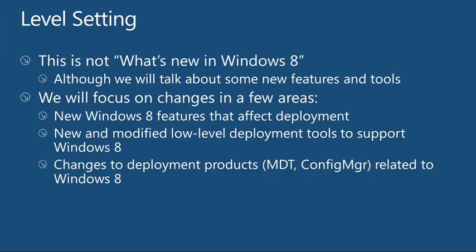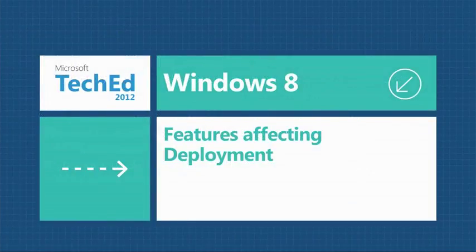That will include some Windows 8 features because they have a direct impact on the deployment process, but we'll spend more time talking about the lower level deployment tools and then the products like MDT and Config Manager that layer on top of those tools to actually get Windows 8 installed on the machines. So first of all, let's focus on features affecting deployment. These would be things inside of Windows 8 that will have an impact that we might need to worry about during the deployment process.